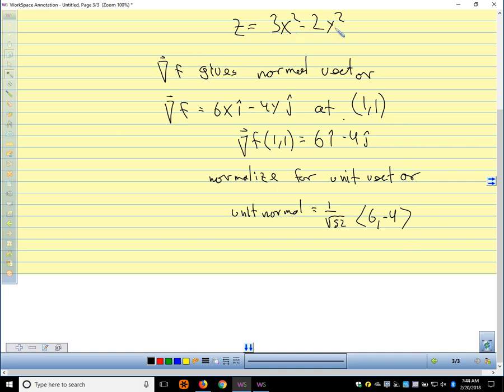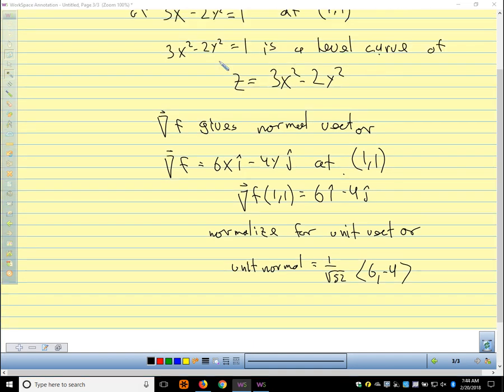What is this curve? 3x squared minus 2y squared equals 1. That's a hyperbola. If we sketched a quick graph, here's a hyperbola, and at the point (1, 1), what we did was calculate this unit normal vector here.